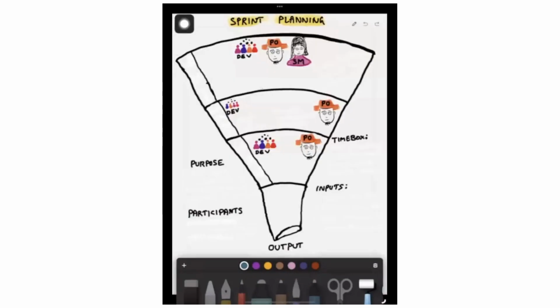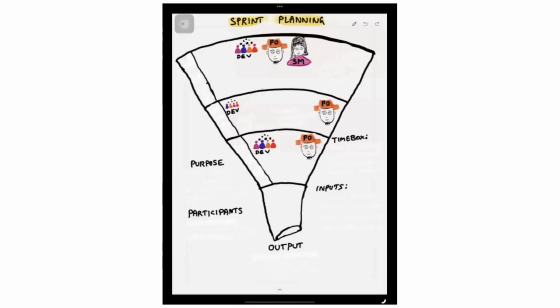Sprint planning is the first event within the sprint. That means the sprint begins with the sprint planning. So what is the purpose of the sprint planning? The purpose of the sprint planning is the Scrum team collaborates to understand the work of the sprint. That means it's a formal opportunity for the Scrum team to come together, understand, and lay down the work for the current sprint.